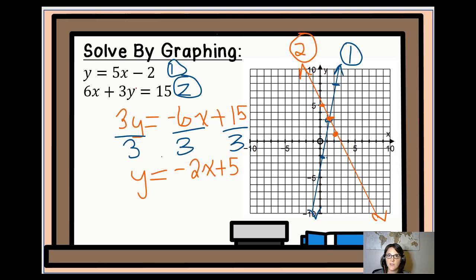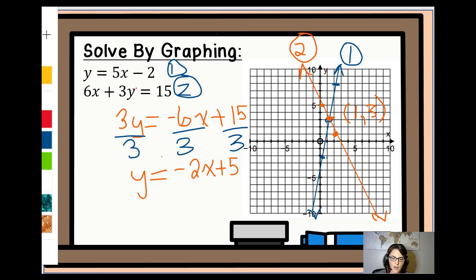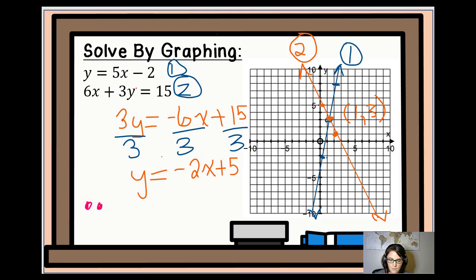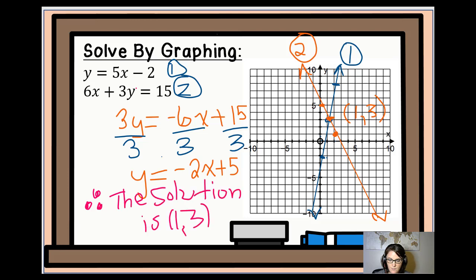Okay, so we can see that the point of intersection is at 1, 3. So I'm going to make a conclusion. So therefore, the POI, or the point of intersection, we can also call it the solution, is 1, 3. Okay, let's look at our next example.